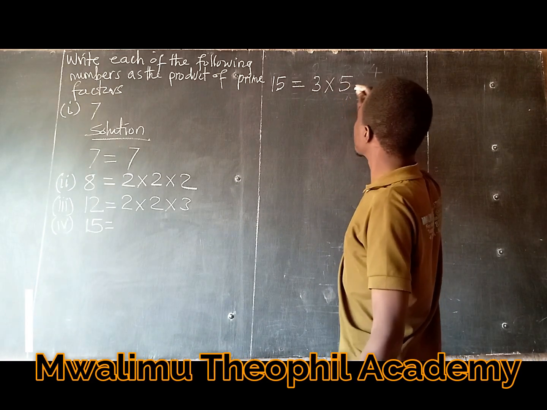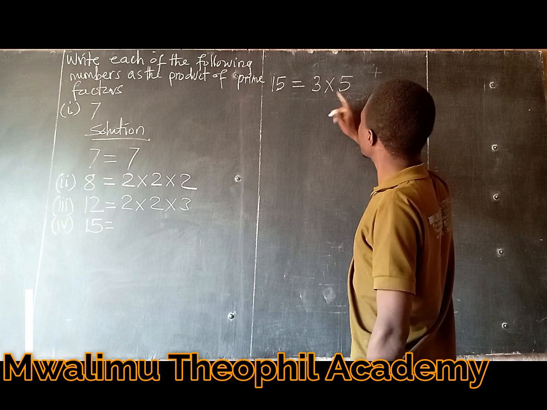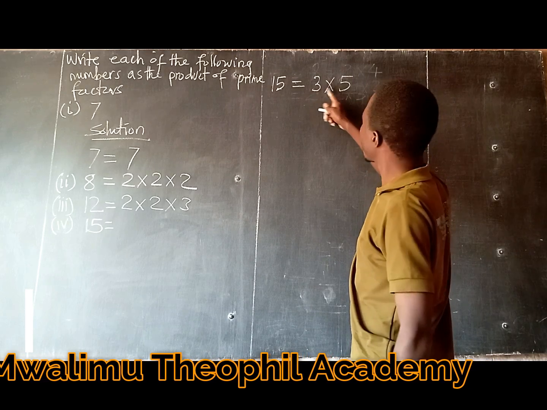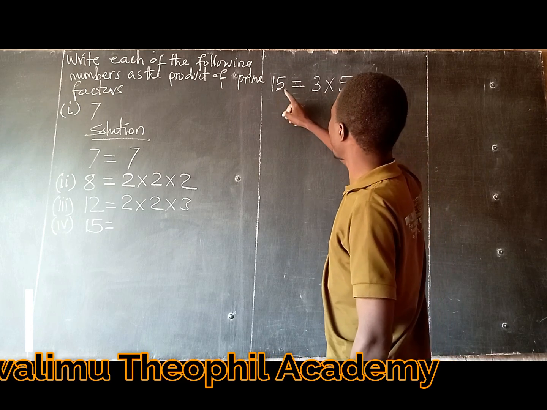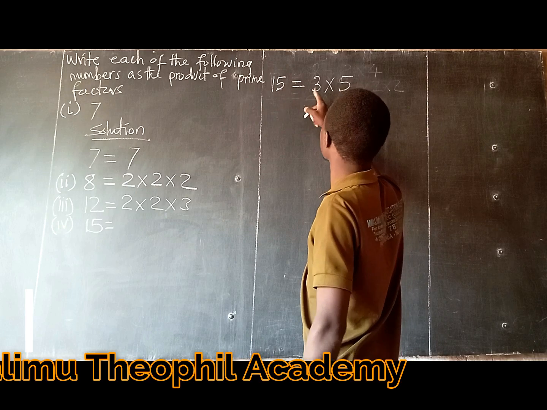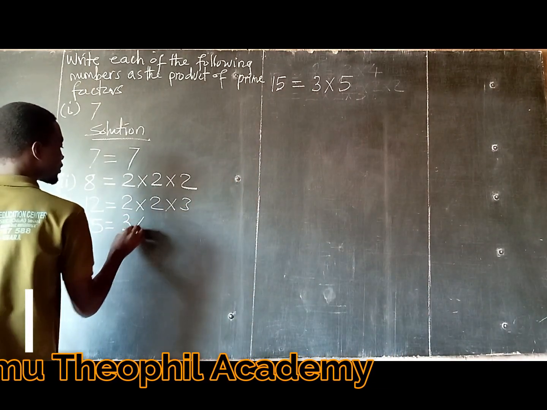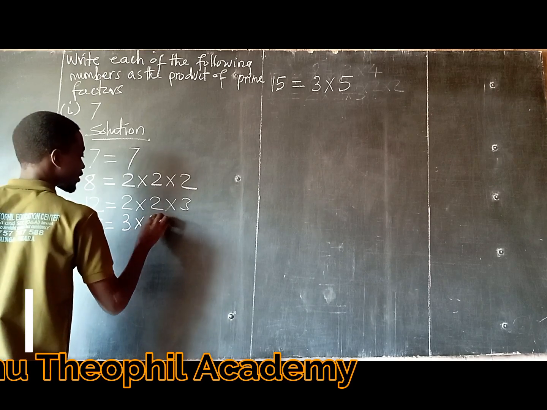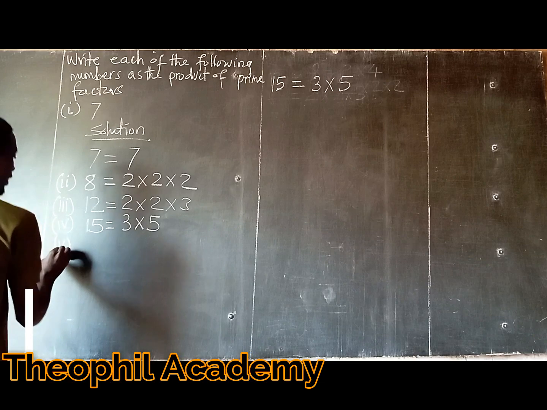Now we must pass across all of the prime numbers. Yes, 3 is a prime number and 5 is a prime number. So we are through. 15 as a product of prime factors is equal to 3 times 5. Now let us see the last example.